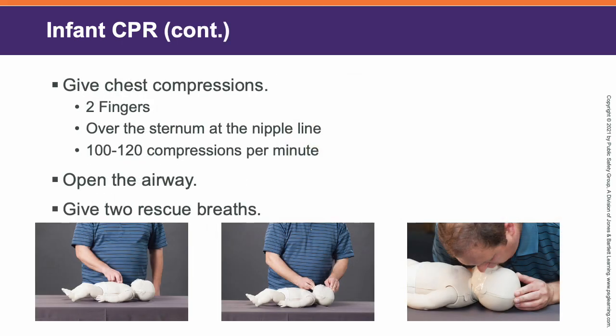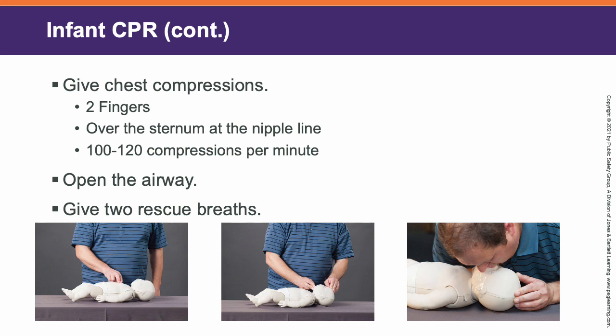All right, so when it comes to chest compressions, you're going to use 2 fingers over their sternum at the nipple line. This is different than adults because you're using 2 fingers. You're using your index and your middle finger. If you do more than that, it's going to be too much for them. So that's why we only use those 2 fingers, okay?